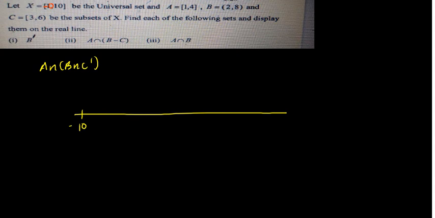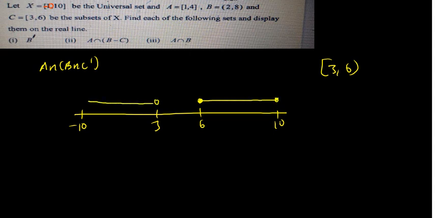So A intersection B minus C is A intersection B intersection C complement. So the first thing that I'm going to look at is C complement. First put the universal set, negative 10 up to positive 10. So if you check, the C is including 3 but not including 6. So C complement is going to include the 6, but it will not include the 3 because the 3 is already in what? In C.